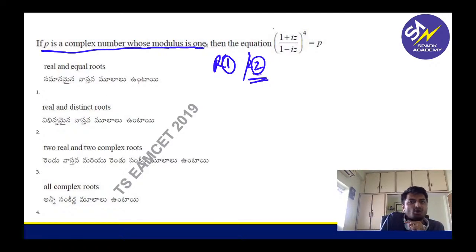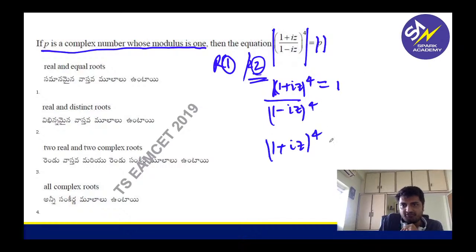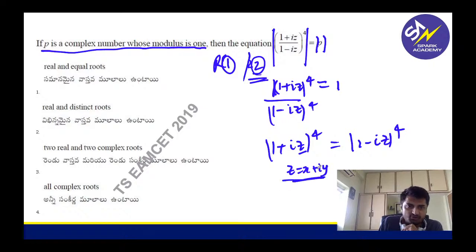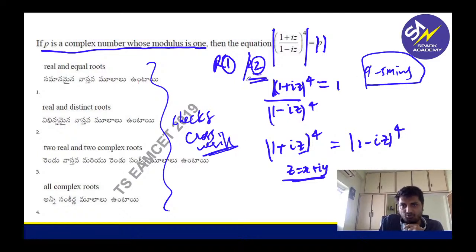P is a complex number whose modulus is 1. So that means if you take mod on both sides, it will be 1. And I can write mod of (1 plus iz) whole power 4 by mod of (1 minus iz) whole power 4 is 1. Or (1 plus iz) whole power 4 equals (1 minus iz) whole power 4, I can write. Z you substitute as x plus iy, you will get a quadratic. Depending on that, you check the options. You need to check and cross verify. So approximately this question will take 4 to 5 minutes to solve. That is why I kept it as round 2.